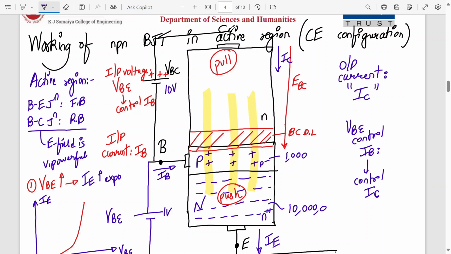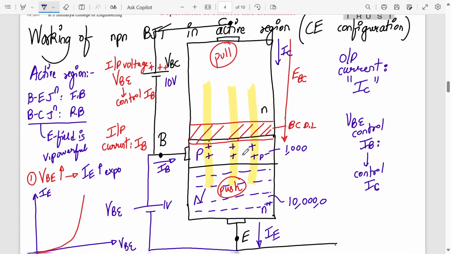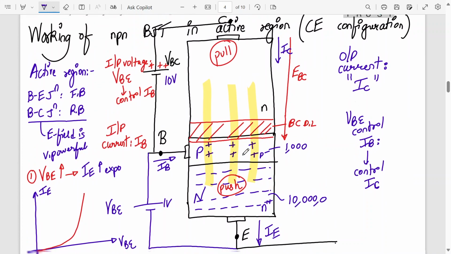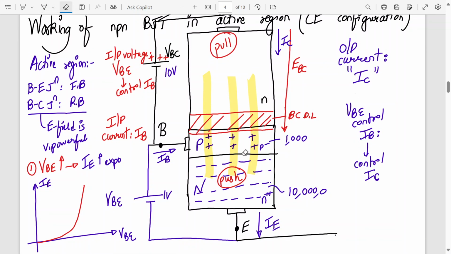Yeah, understood the working. Why should the base be thin? Because the thinner the base, the fewer recombinations will happen, the more current can flow, and the more of the electrons can go into the collector region. So that's why the base region is kept very small, so the number of electron-hole recombinations is less.